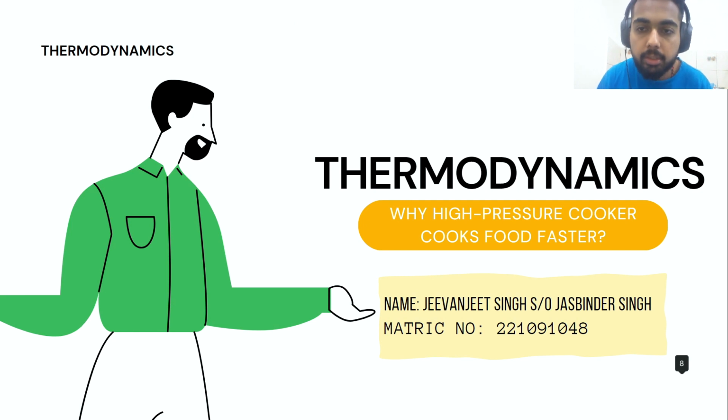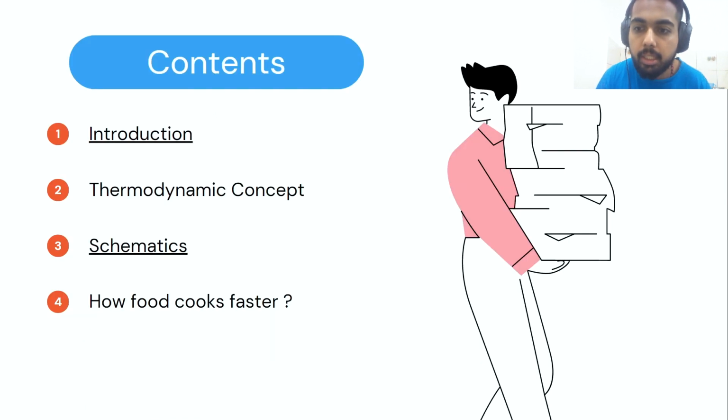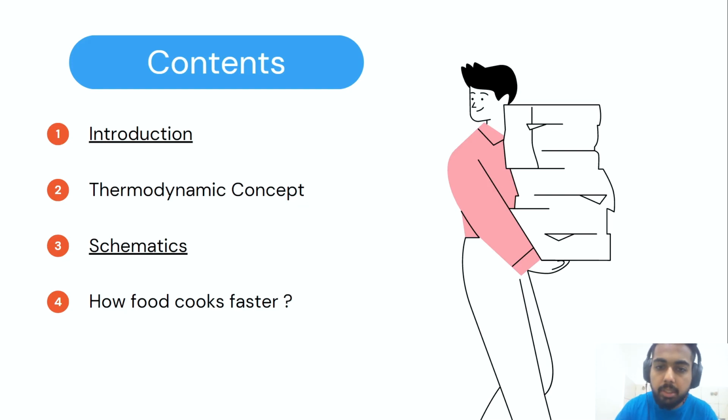So the topic given to me today is based on thermodynamics, and the topic I've chosen is why a high pressure cooker cooks food faster. As you can see here in the table of contents, I have divided it into five different parts. The first part is the introduction, the second is the thermodynamic concept, the third is the schematics, the fourth is how food cooks faster, and the fifth is the ending. So let's proceed to the next slide.